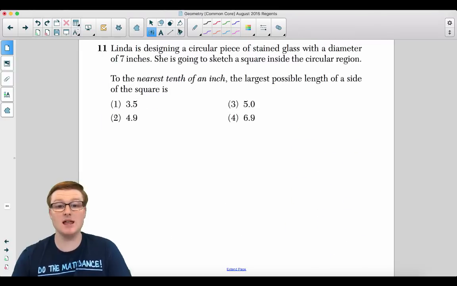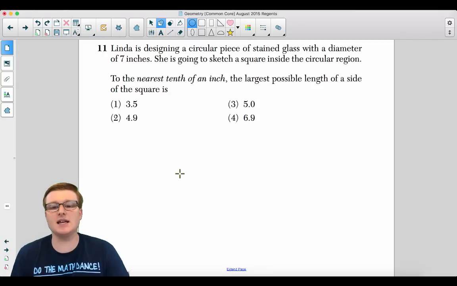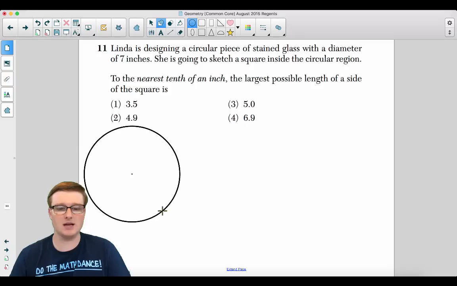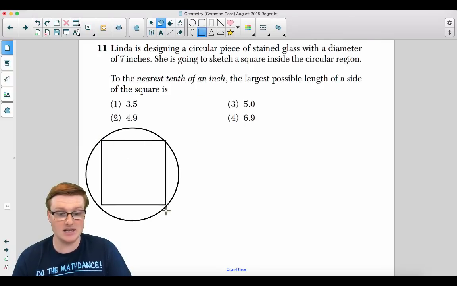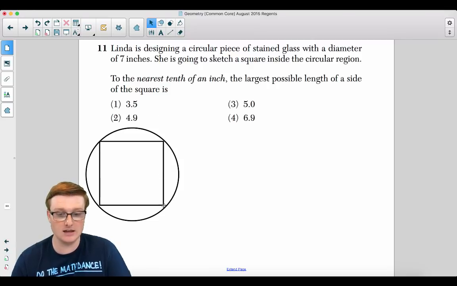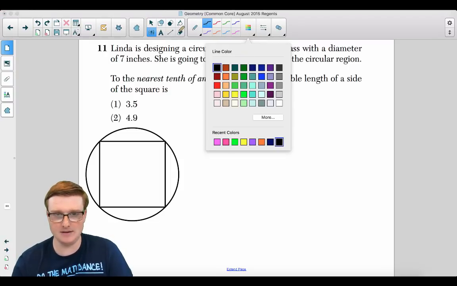Cool. All right, number 11. Linda is, this is a good one. Linda is designing a circular piece of stained glass with a diameter of 7 inches. She's going to sketch a square inside the circular region. To the nearest tenth of an inch, the largest possible length of the side of the square is what? So first and foremost, I'm going to draw myself a circle, and I'm going to put a square inside. That's what inscribe means, by the way, folks. Inscribe means all the points touch the circle at exactly 1 point. Now, they told us that the diameter is 7.